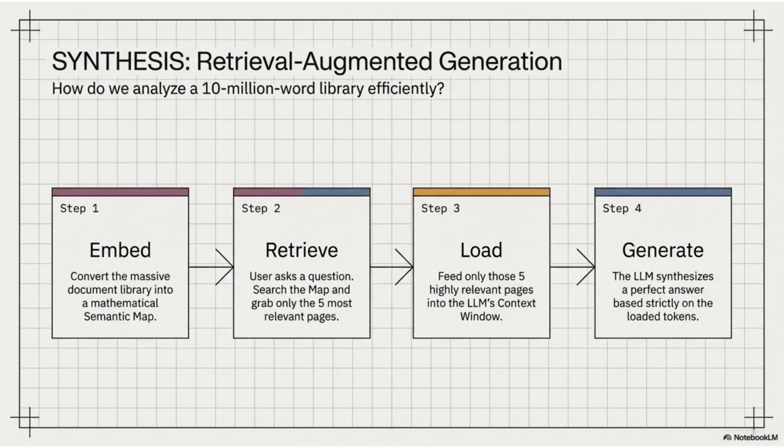And step 4, generate. The LLM synthesizes a perfect answer based strictly on the loaded tokens. This is how you analyze a 10 million word library efficiently without hallucinations. The LLM never sees the full library. It only sees the most relevant slices retrieved by embeddings.